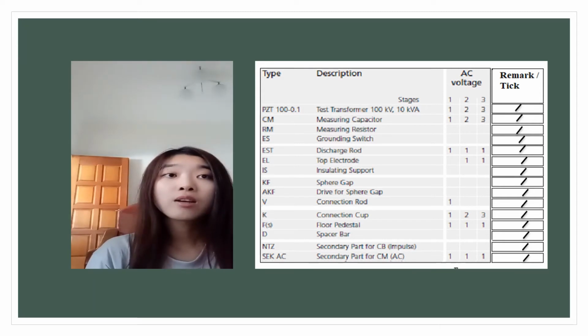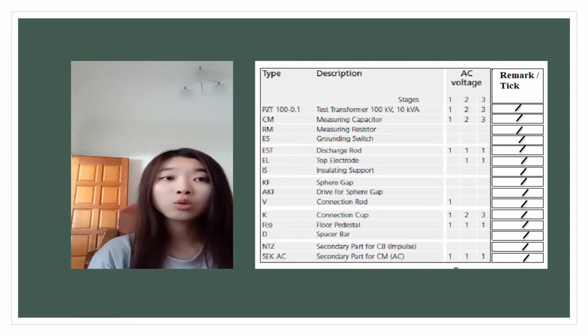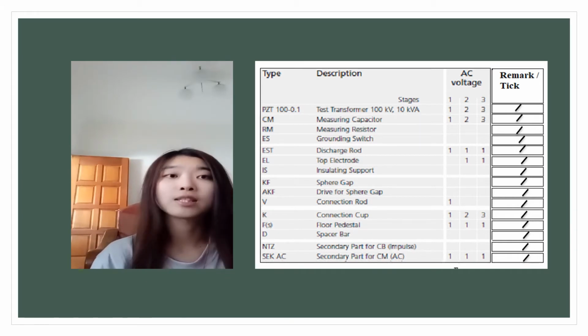Fs is a floor pedestal. It is a conductive element for mounting up 4 spacer bars horizontally and supporting 1 component vertically. D is a spacer bar, which can be used for mechanical and electrical connection at ground level, inserted into a floor pedestal, which is Fs.